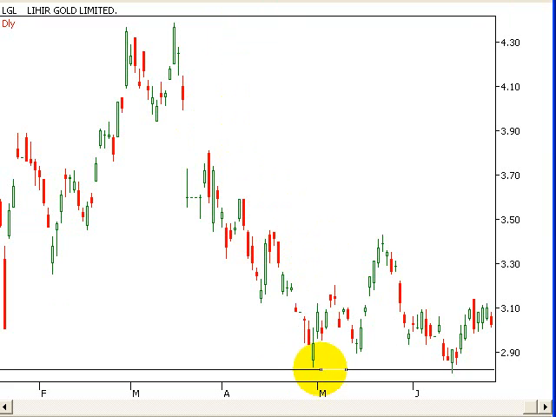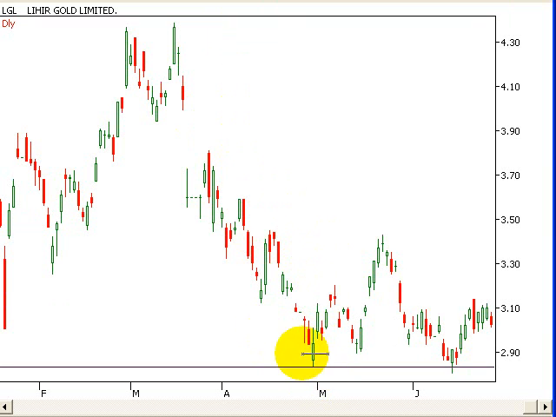If I just draw a line through here, we can see we had a bounce over here and a bounce over here as well. That's acting as support. And here we have a resistance over here, a support here, and in recent times a resistance there too. So we could say this stock is comfortably in a sideways channel at the moment. LGL, Lion Gold, which is a gold stock, very affected by gold, is now in a sideways channel.